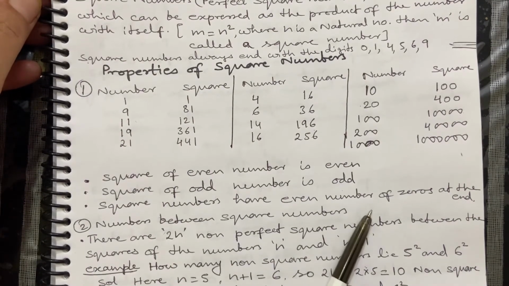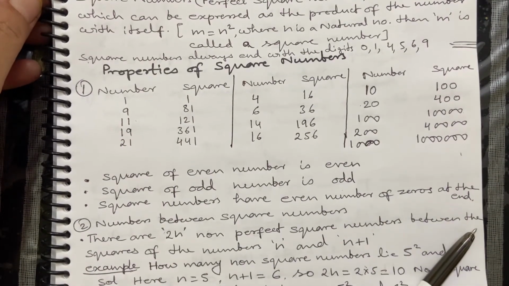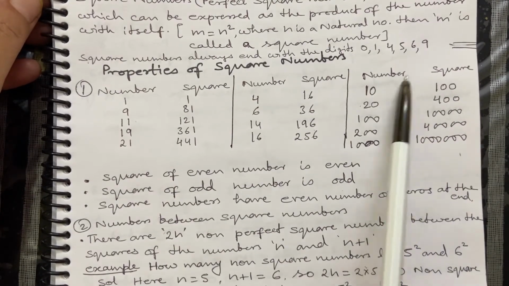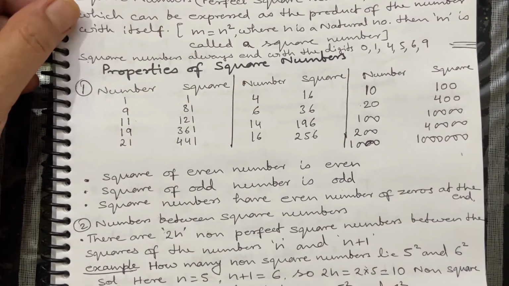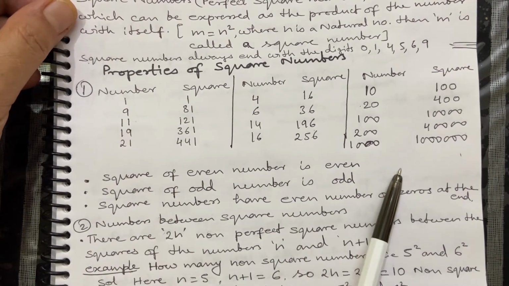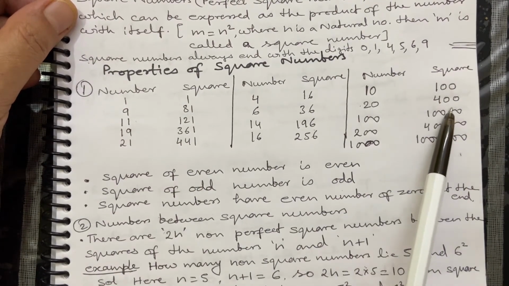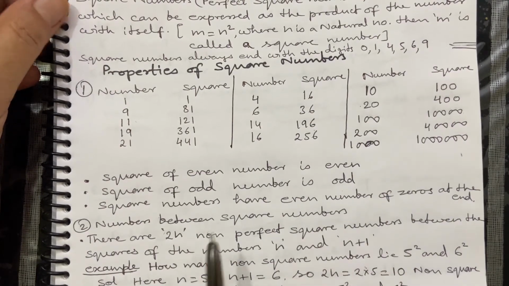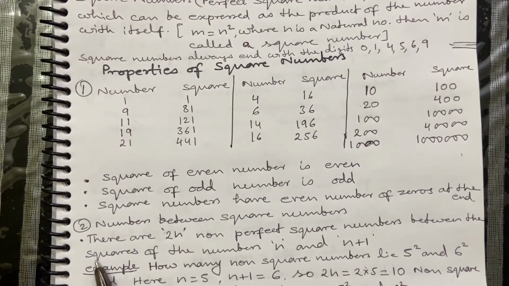numbers have even number of zeros at the end. That we have already seen, that in square number, if we count the number of zeros at the end, they are always even. 2 zeros, 2 zeros, 4 zeros, 6 zeros. So the number of zeros in square numbers are always even.